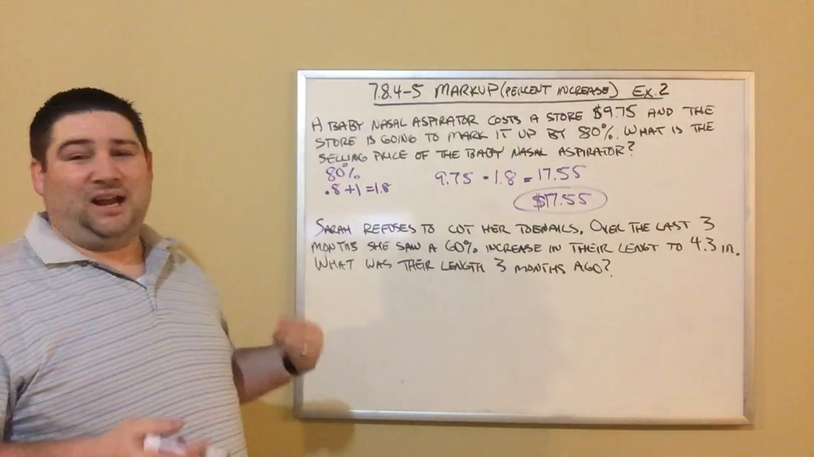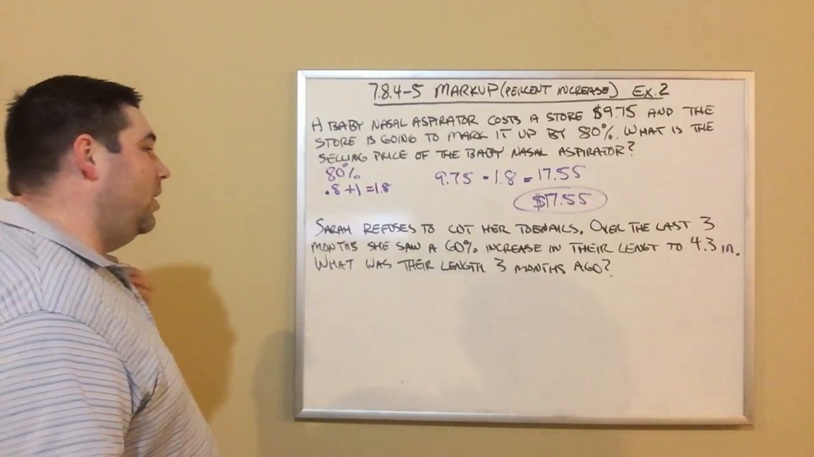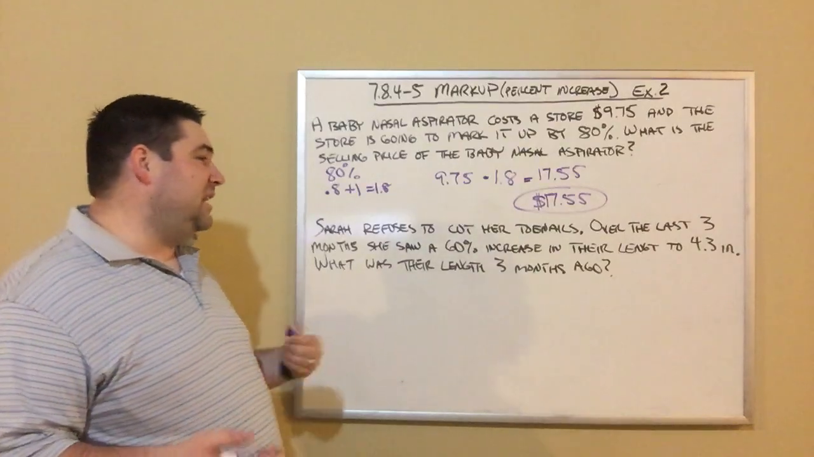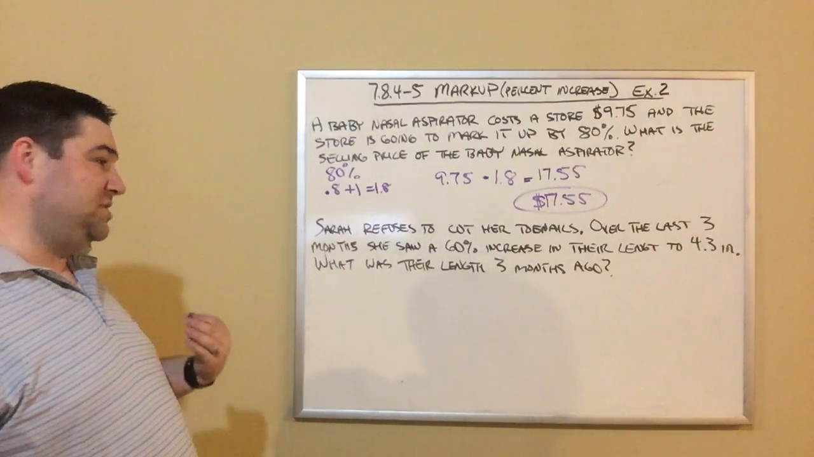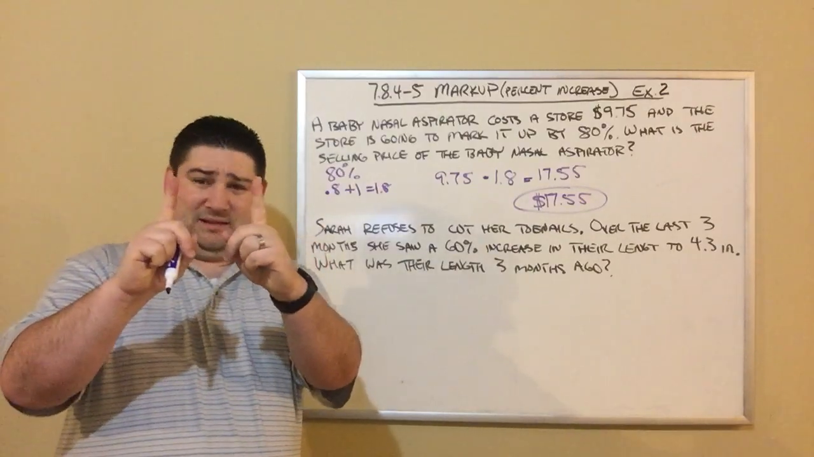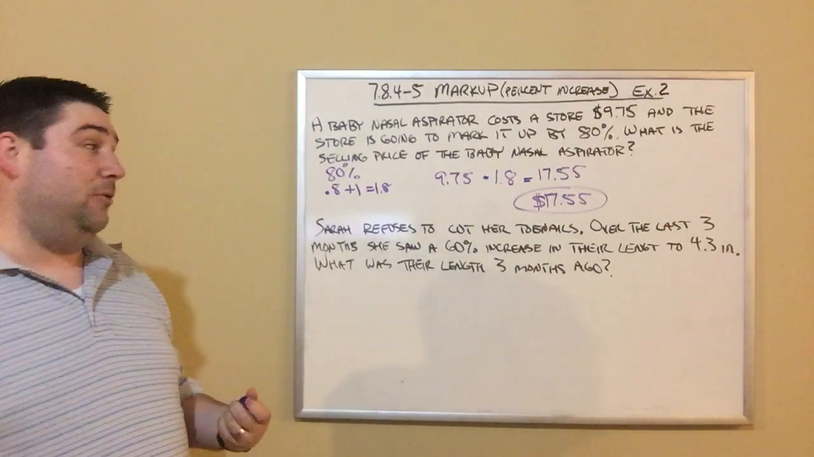All right, so let's look at our second example here. Sarah refuses to cut her toenails. She just doesn't want to do it. I don't know the reason. Over the last 3 months, she saw a 60% increase in their length to 4.3 inches. So her toenails are 4.3 inches long, maybe like that long. What was their length 3 months ago?